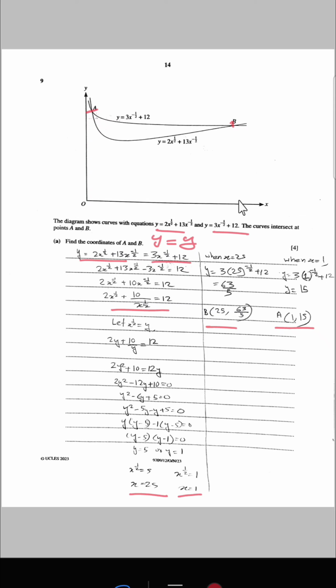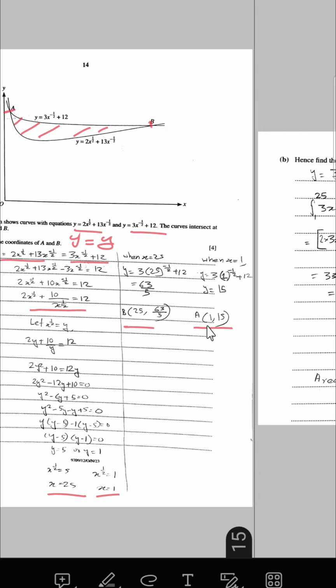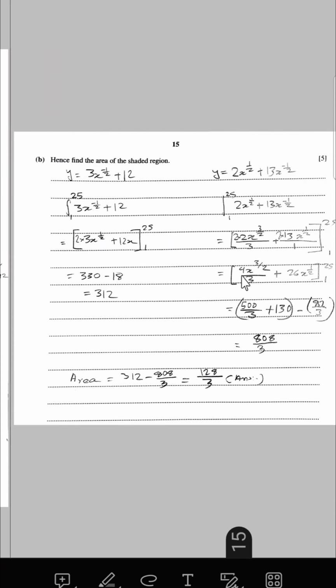We have to find the area of the shaded region. To find the area of the shaded region, we know that the shaded region is in between these two curves. So to find the area, we have to integrate this expression and this expression with limits 25 and 1. So we have to integrate both expressions with limits 25 and 1.